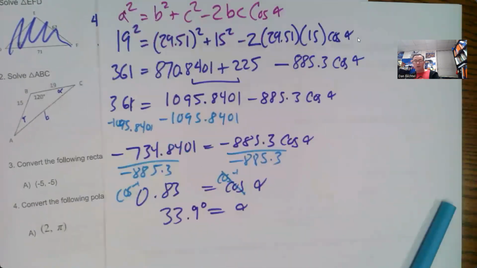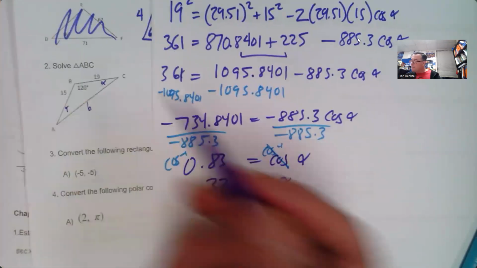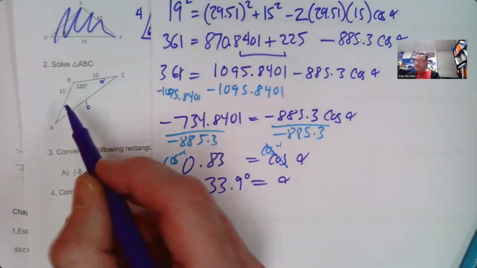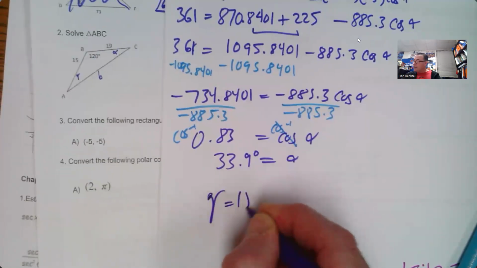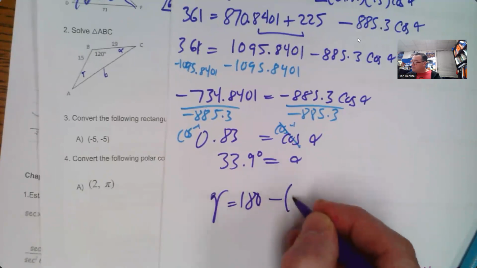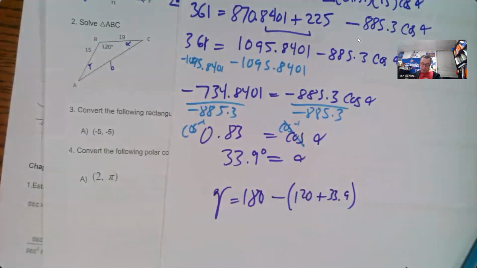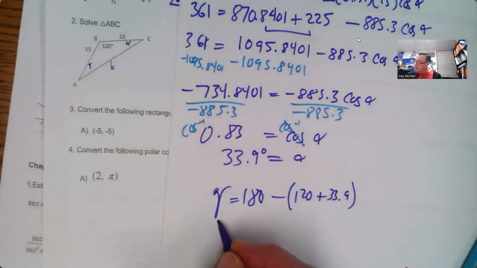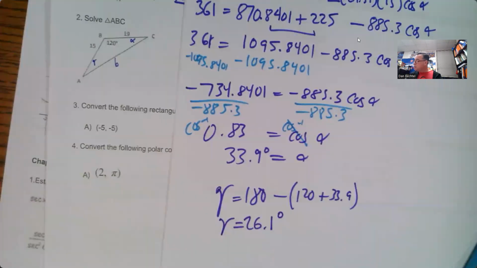Okay, so right now, if I look at the triangle, we have 120, we have 33.9. To find the gamma, all we have to do is take 180 minus the sum of that 120 and that 33.9, and then we are going to get the final answer for this. 180 minus 153.9, we get that gamma is equal to 26.1 degrees. So those are the ones we have.